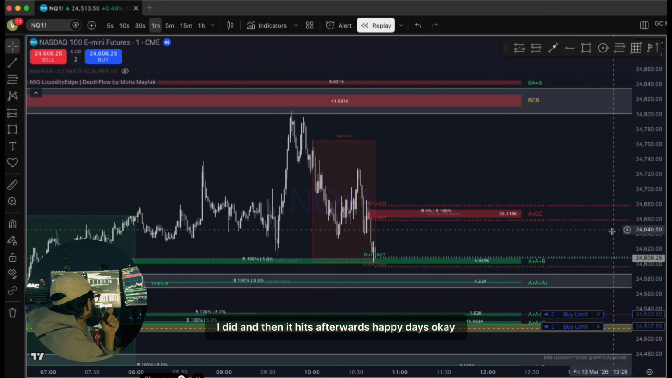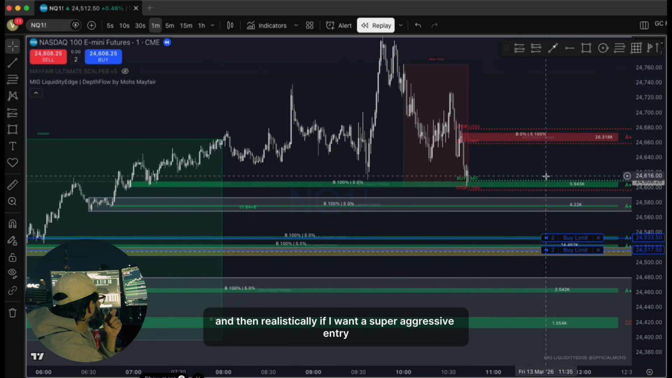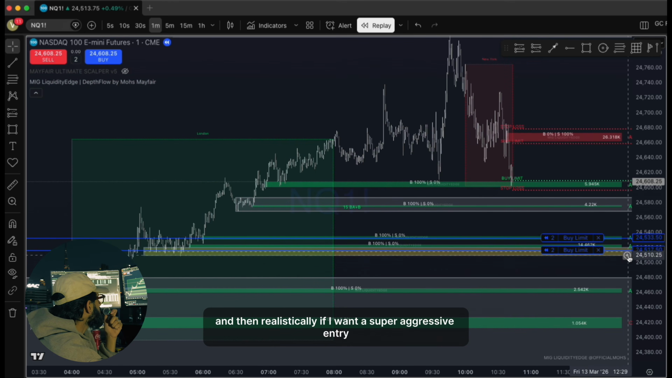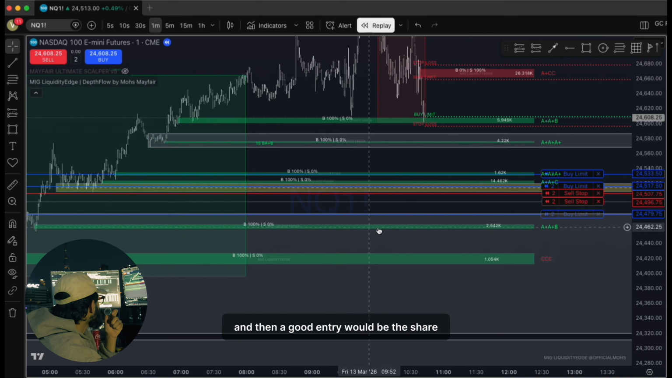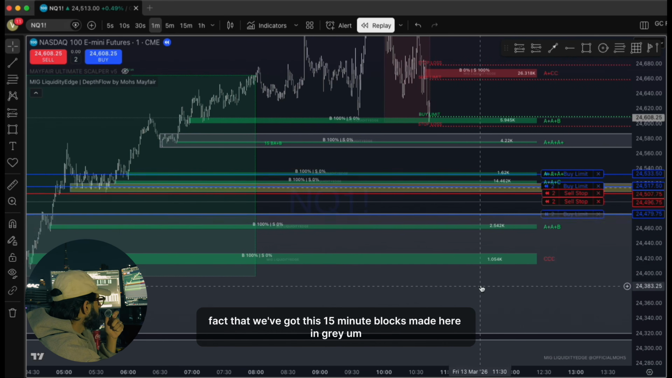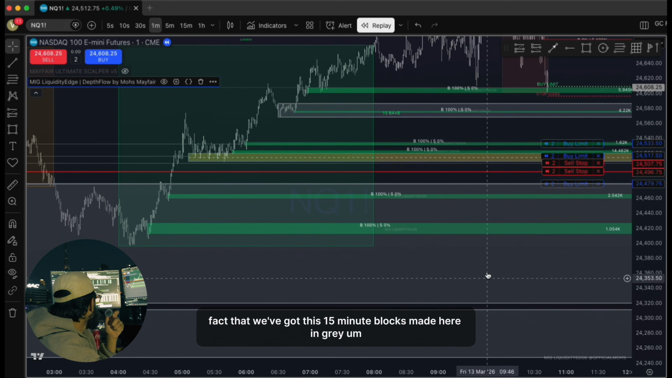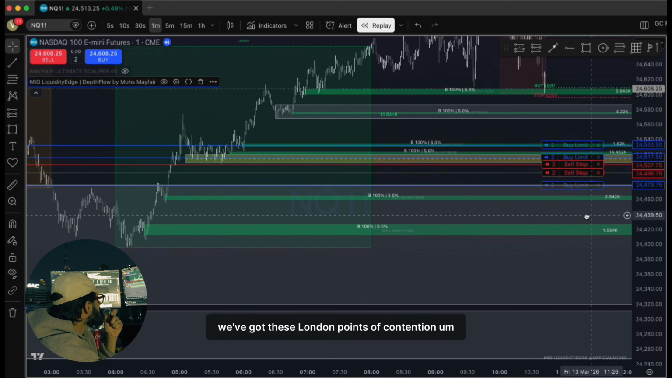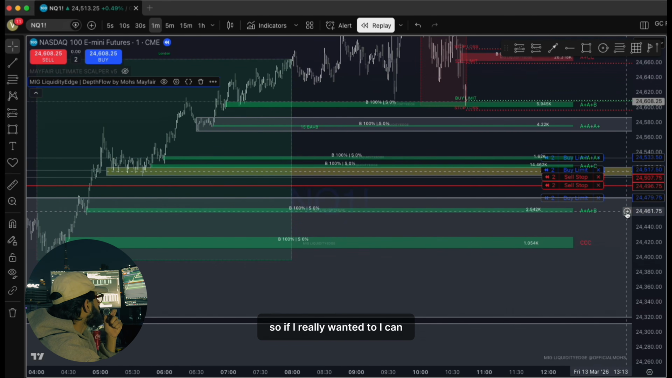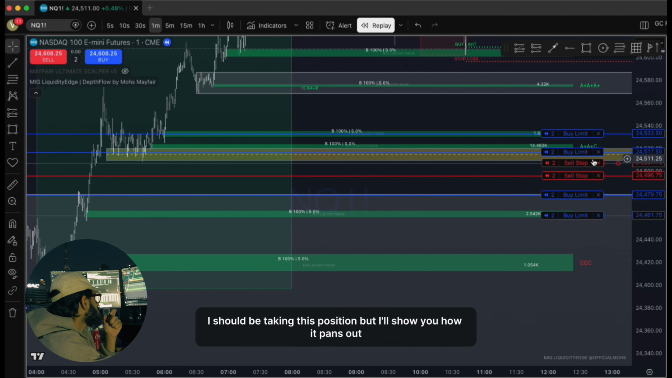Happy days. Okay, and then realistically, if I want a super aggressive entry and I want a stupid tight stop loss here, a good entry would be the sheer fact that we've got these 15-minute blocks made here in gray. We've got these London points of contention. So if I really wanted to, I should be taking this position, but I'll show you how it pans out.